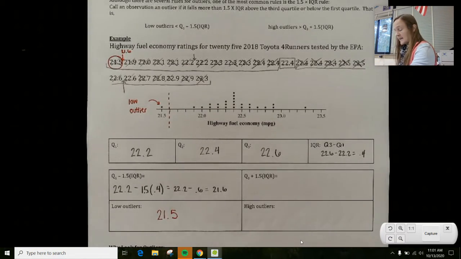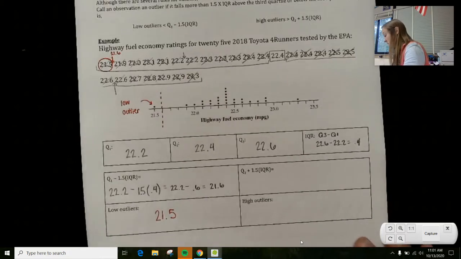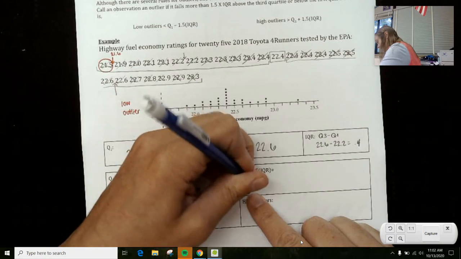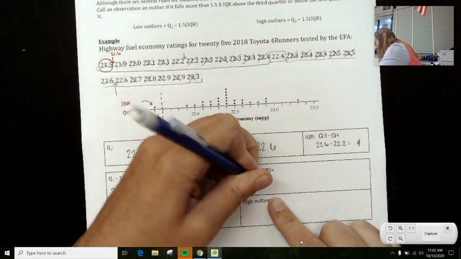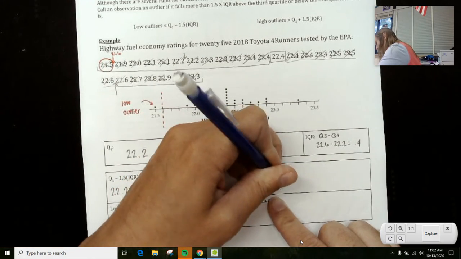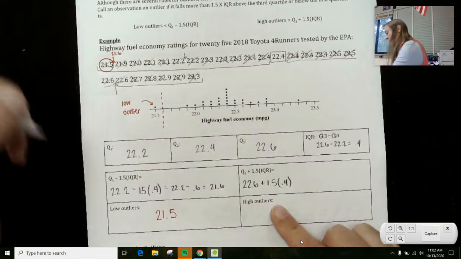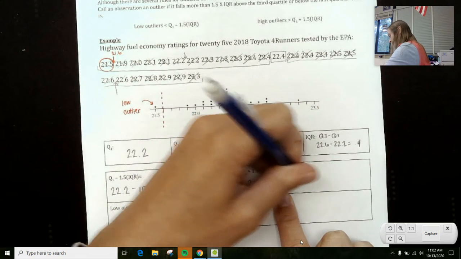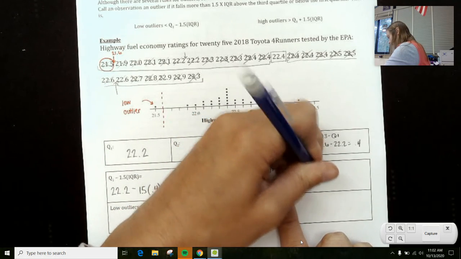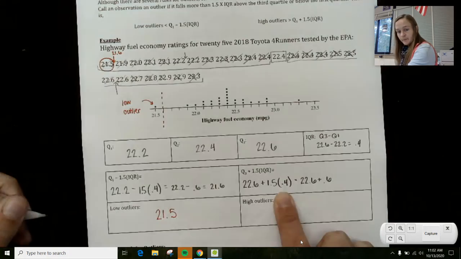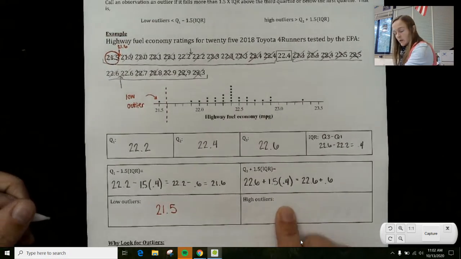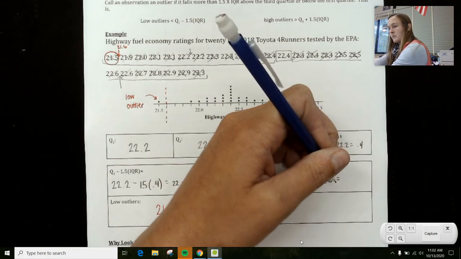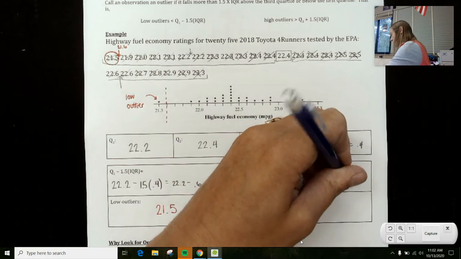Now I'm going to go ahead and find if there's any high outliers. So Q3 is 22.6. And then I've got plus 1.5 times the IQR, which is 0.4. So 1.5 times 0.4 is 0.6. So 22.6 plus 0.6, so that's equal to 23.2.